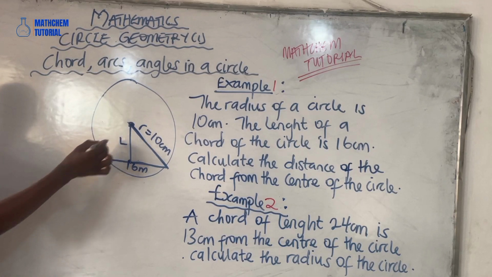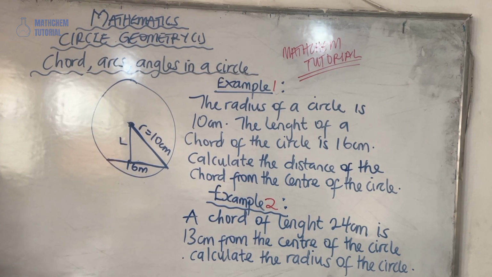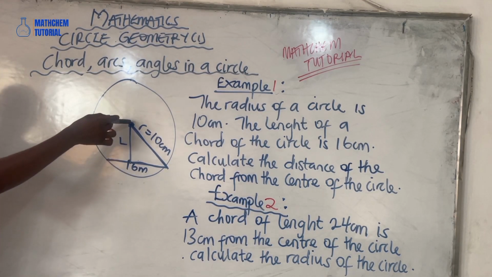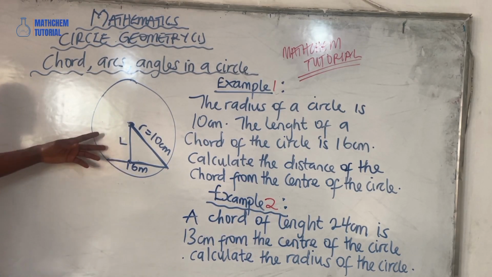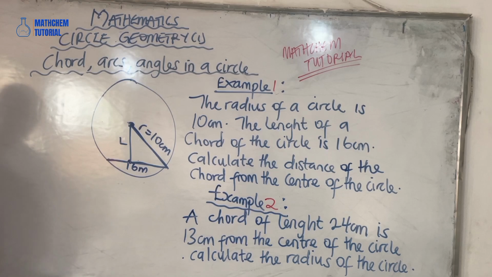So let me name this one L. So we have to look for L like that, because this L is the distance of the chord from where? From the center. So we are looking for this. Now, this particular thing looks like a triangle, a right angle triangle. So we have our angle 90 like this.